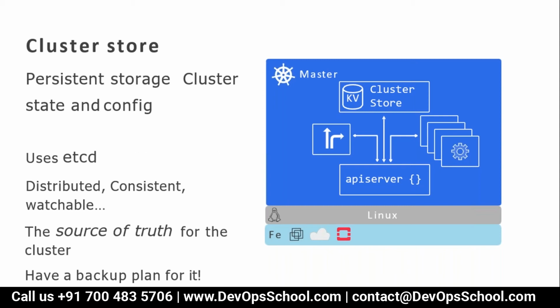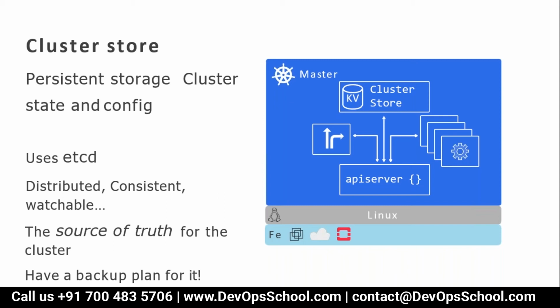It is used for storing all the data, all the state and the configuration of the cluster. In another way, if you have data stored in etcd, that means you can find that data in the cluster. And if you do not have that data in the cluster store, that means it does not exist. I repeat, it does not exist in the cluster. That's the reason we call it the source of truth for the cluster. It's like your brain, so you have to have a backup plan for it.